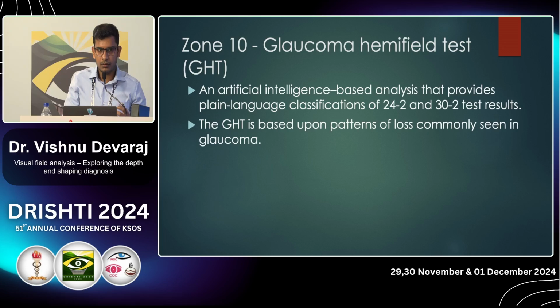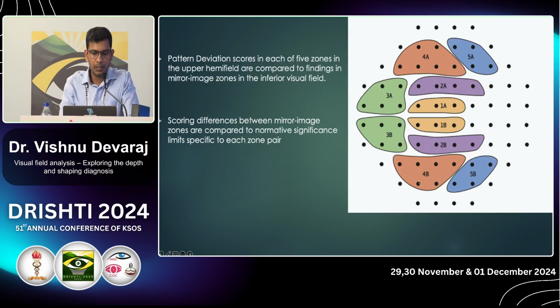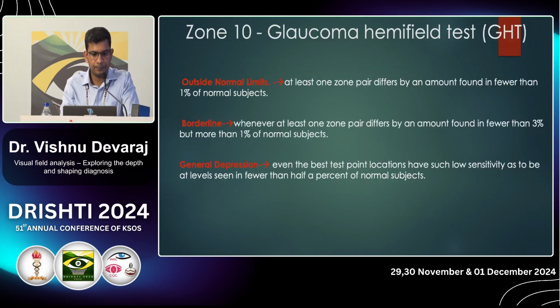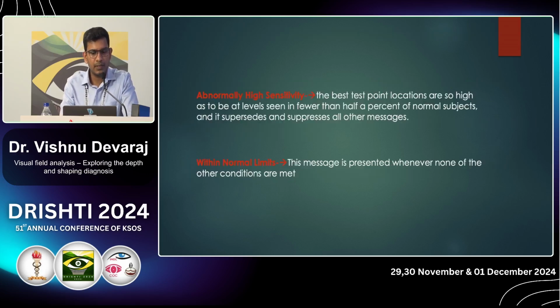Zone 10 basically is the glaucoma hemifield test. It compares the 5 zones' mirror image above and below the horizontal meridian, superior and inferior, and it is matched with age matched individuals. So its result comes as outside normal limits or borderline. Outside normal limits means at least one zone pair differs by an amount found in less than 1% of normal subjects, and borderline means more than 1% but less than 3%. Generalized depression means even the best test points have low sensitivity, seen in fewer than 0.5% of normal subjects. And abnormally high sensitivity means the best test point location is so high that it is seen in less than 0.5% of normal subjects.